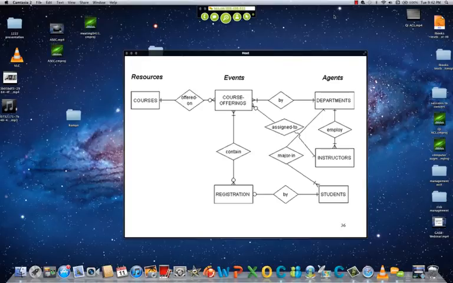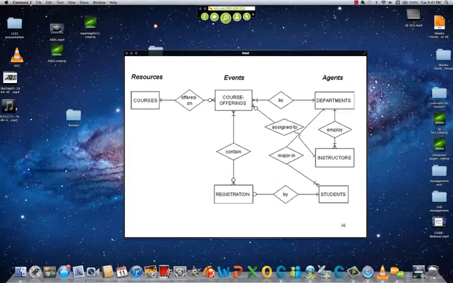So let's first do this one. Let's not rush it, we still have some time. So how do you read this? You don't start with department. You start with the opposite, course offerings. A course offering must be offered by exactly one department, so it's mandatory one. Then one department can offer one or many course offerings.